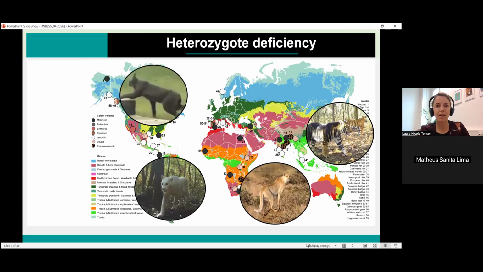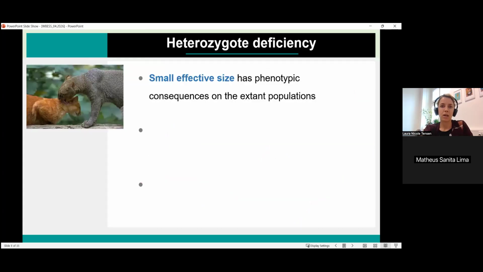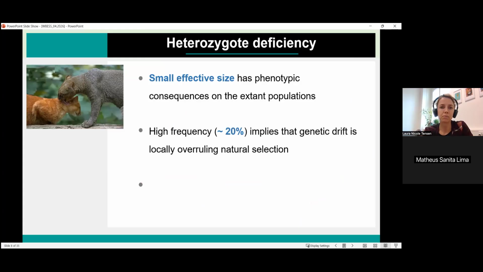This is the black Canada lynx. We have a leucistic puma, a spotless cheetah, and we have the pseudomelanistic tiger. So this pseudomelanistic tiger occurs in one reserve in India and currently reaches frequencies of up to 78%. So we know that small effective population size does have phenotypic consequences on extant wildlife populations.